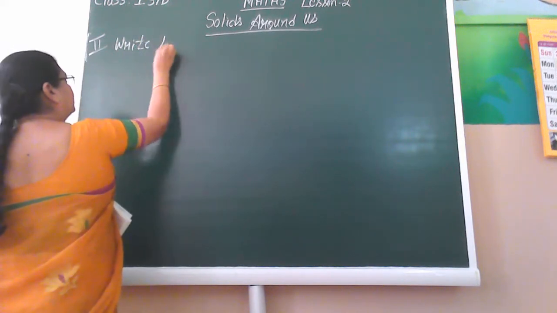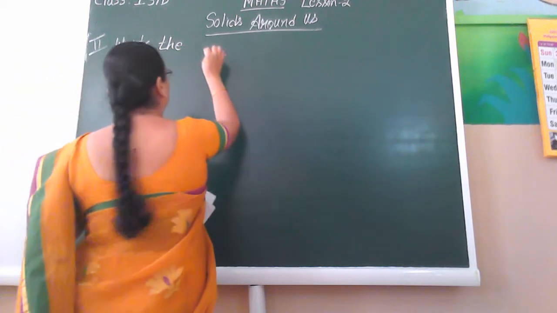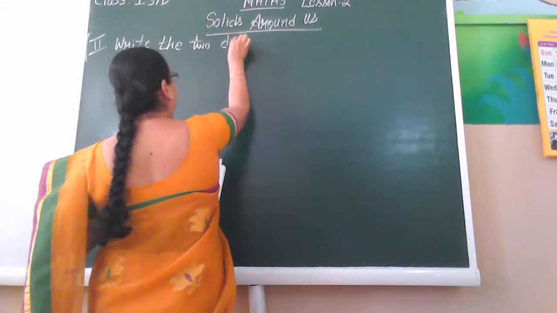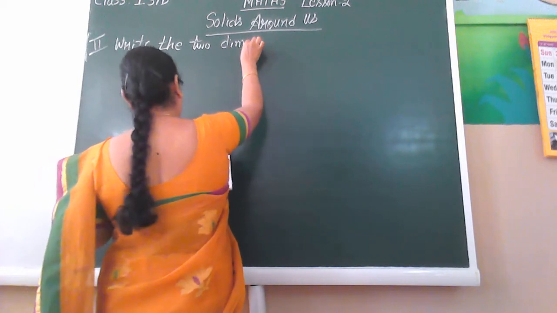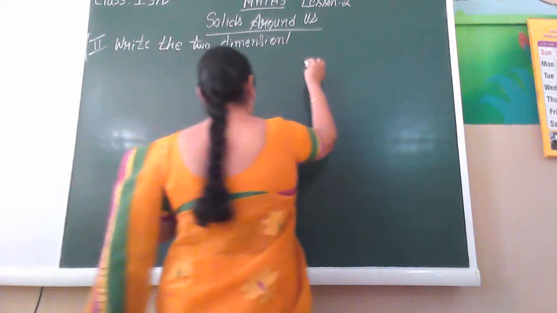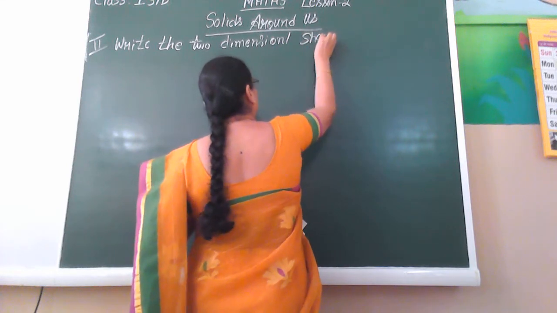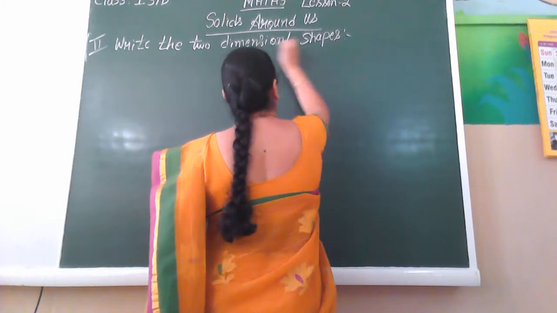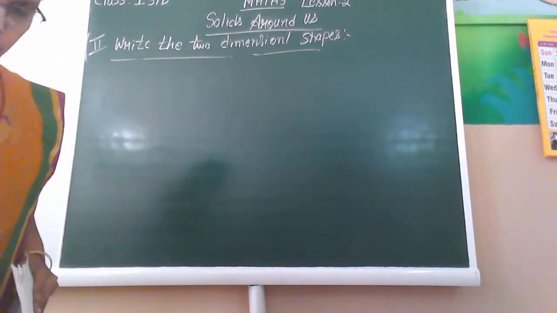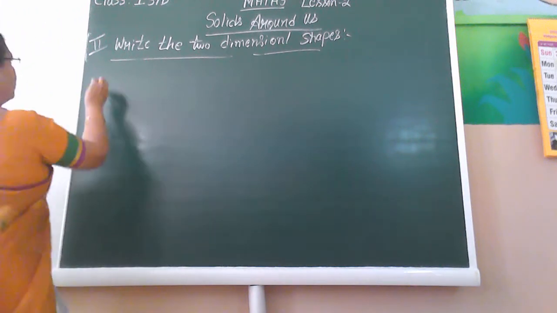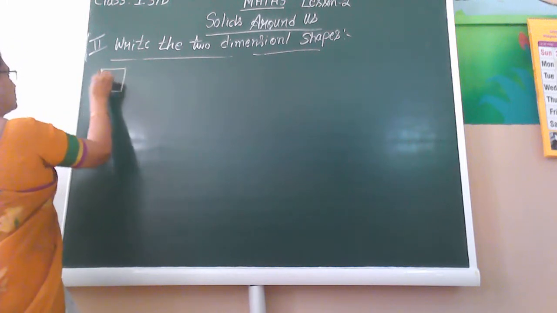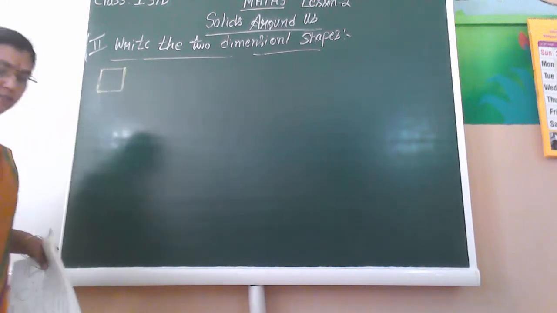Write the 2 dimensional shapes. Today we will learn about it. First one, what they are given is, what is this, children? This is what we will call square. What is this, children? It is a square.